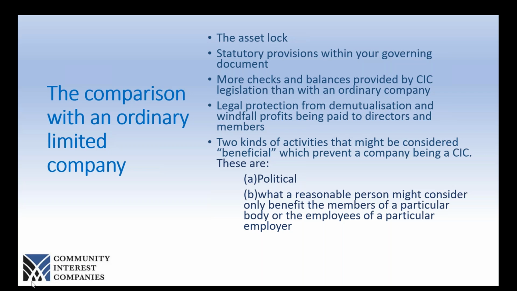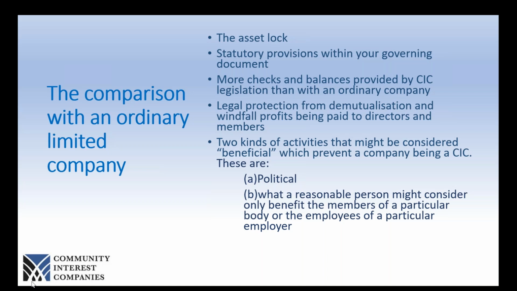So what's the difference between an ordinary company and a KIC? The main difference is an asset lock. The statutory provisions within your governing document prevent the members of the KIC from removing the asset lock by special resolution. As an ordinary company, that clause could be removed at any time. Regulations are there to ensure that the KIC maintains its asset lock and provides benefit to the community it was set up to serve.